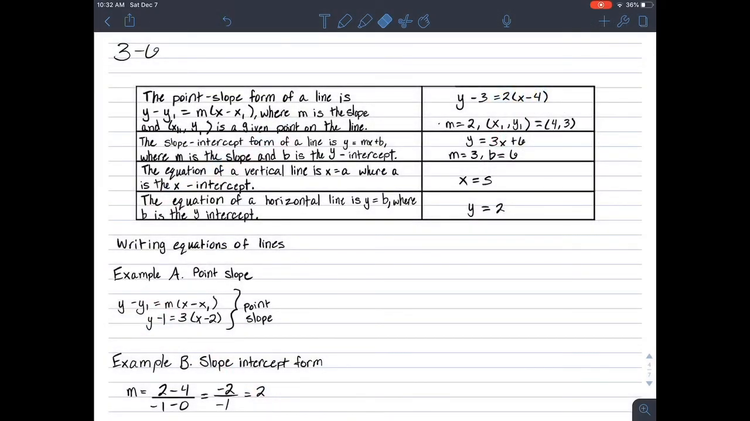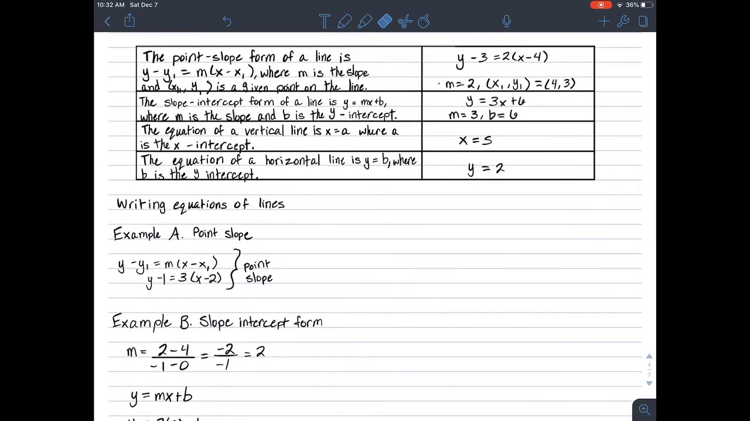Lesson 3-6. Point slope form of a line is y minus y1 equals m times x minus x1, where m is the slope and x1, y1 is a given point on the line. An example would be y minus 3 equals 2 times x minus 4. The slope m equals 2, and x1, y1 equals 4, 3.